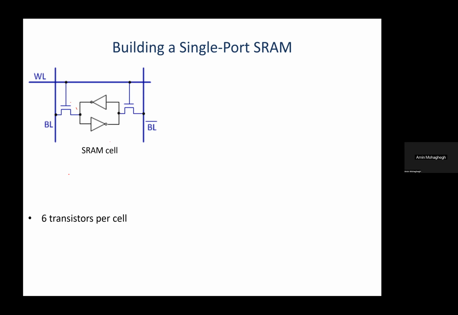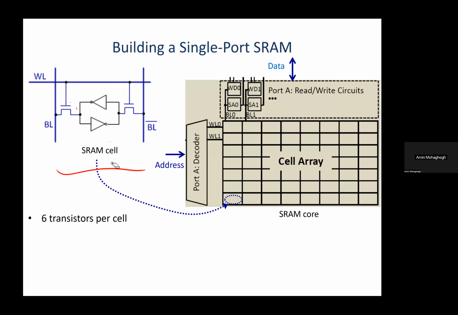So it takes us 6 transistors to build an SRAM cell. This is what's called a single port SRAM cell. It's a single port because I have one word line and one set of bit lines. So I can read one value out of this or I can write to it, but I can't do both. That's the cell.